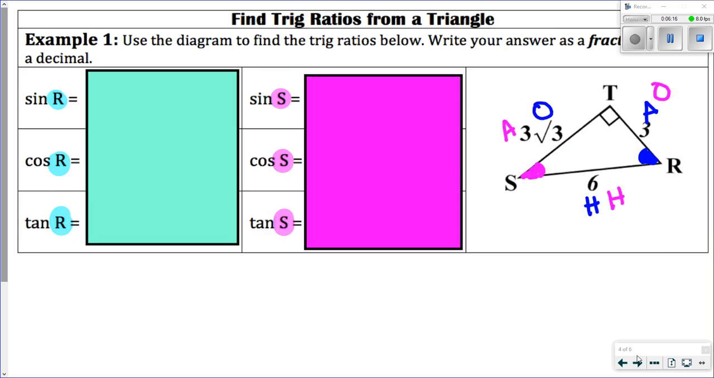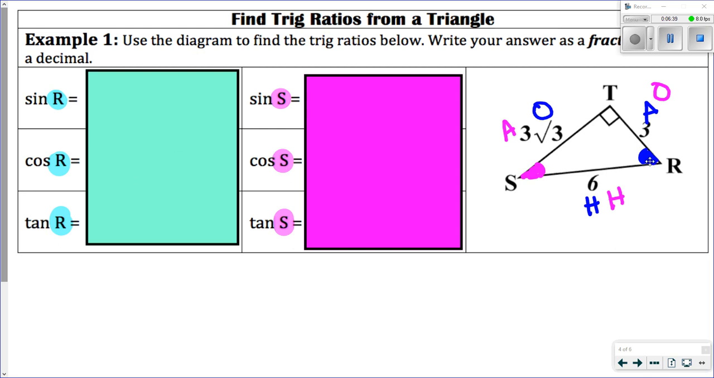Now, we're going to use an example based on this diagram to find sine, cosine, tangent R and sine, cosine, tangent S. I've highlighted everything. Everything's color-coded, so that way it's easy for you to follow. For sine R, the R angle, it's in blue. So I already labeled it.